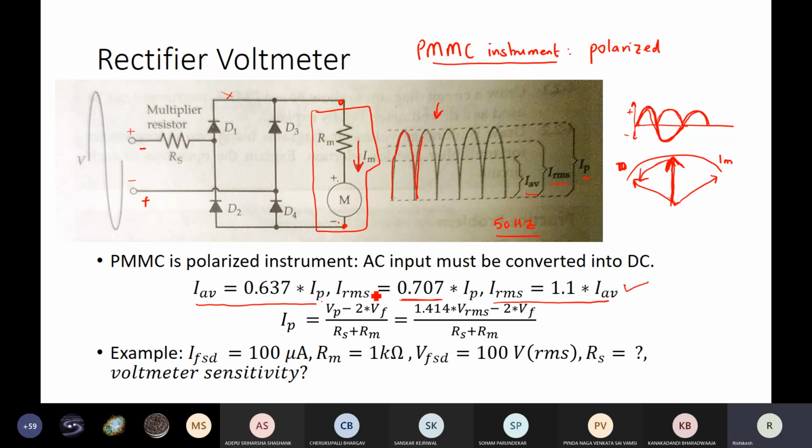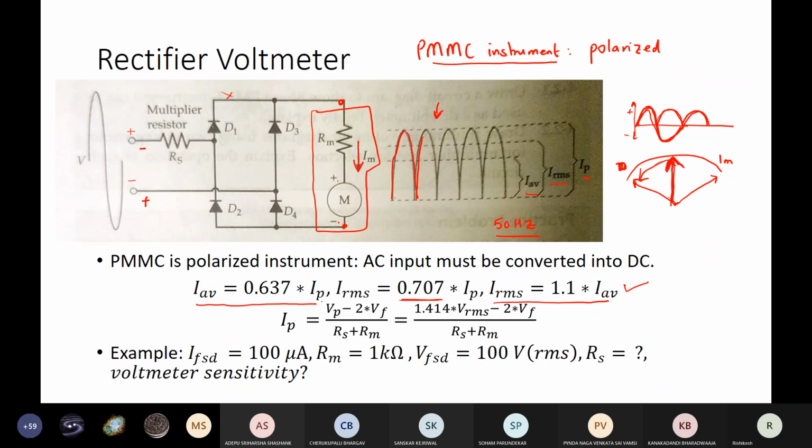So mostly VRMS and IRMS are the quantities with which the meters are calibrated. The 230 volts, which we say in our household applications, basically represents RMS only. Okay, 230 is the RMS value.